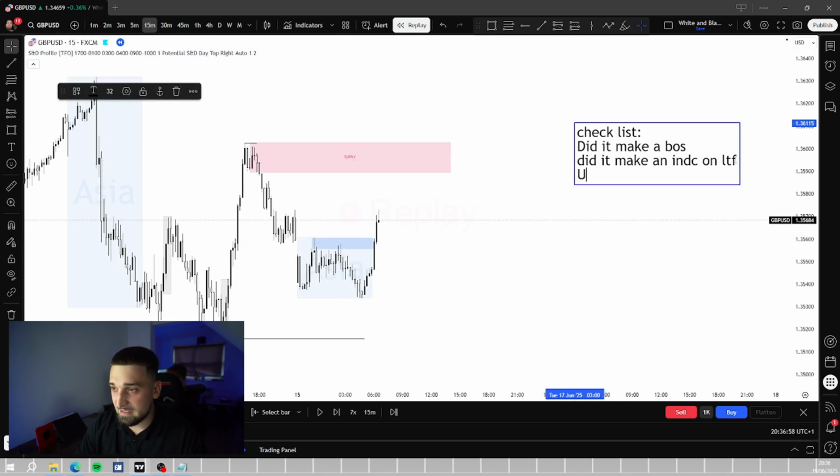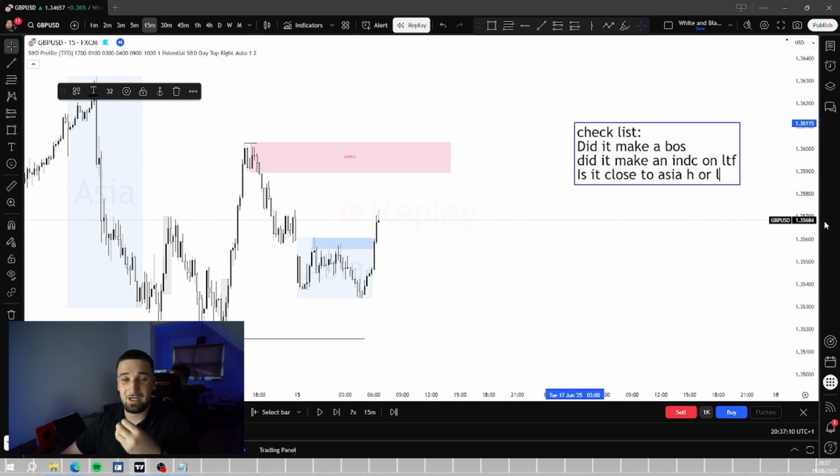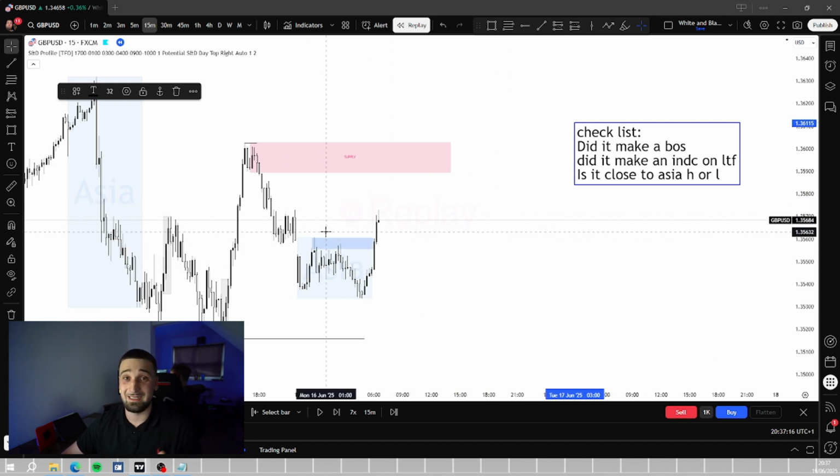So, what is going on with my typing today? Is it close to Asia high or low? So that's what another thing you want to be spotting and trying to look out for, because if it is quite close to Asia high or low, that could mean that price will just shoot through it because there's so much liquidity laying in these areas.